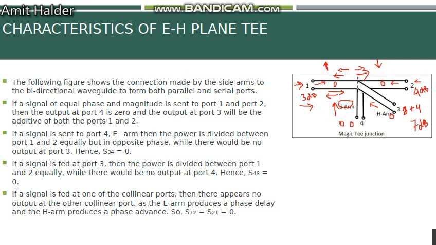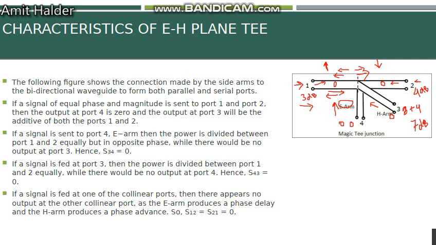If a signal is sent to port 4, the E arm, then the power is divided between port 1 and 2 equally but in opposite phase, while there will be no output at port 3. That means S34 is equal to 0. If a signal is fed at port 3, then the power is divided between port 1 and port 2 equally, while there would be no output at port 4, hence S43 is equal to 0.